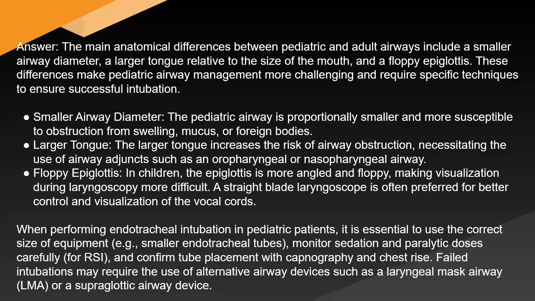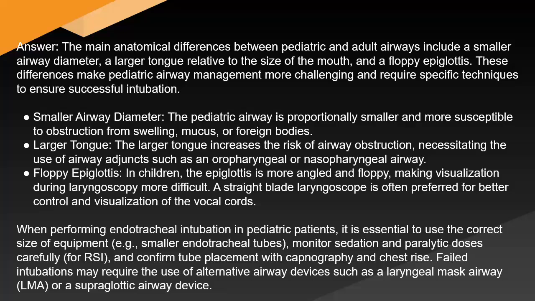Smaller airway diameter. The pediatric airway is proportionally smaller and more susceptible to obstruction from swelling, mucus, or foreign bodies. Larger tongue. The larger tongue increases the risk of airway obstruction, necessitating the use of airway adjuncts such as an oropharyngeal or nasopharyngeal airway. Floppy epiglottis. In children, the epiglottis is more angled and floppy, making visualization during laryngoscopy more difficult. A straight blade laryngoscope is often preferred for better control and visualization of the vocal cords.